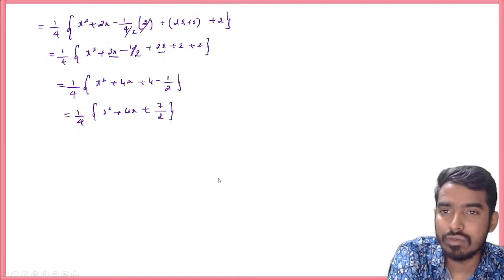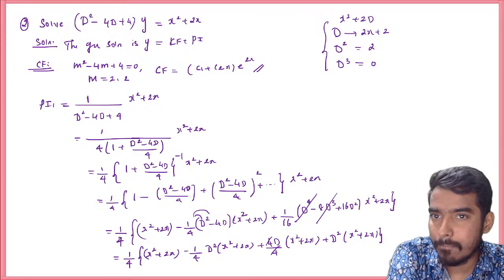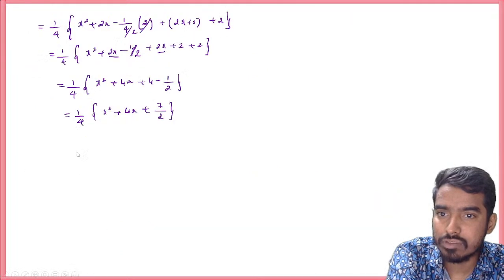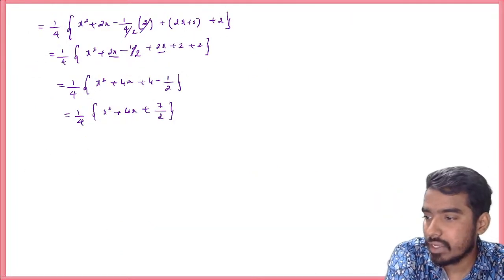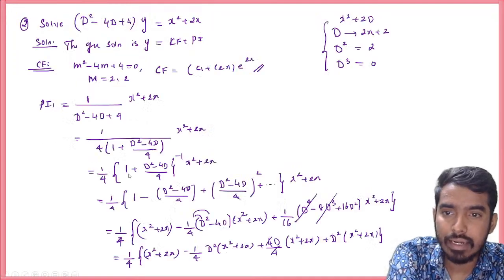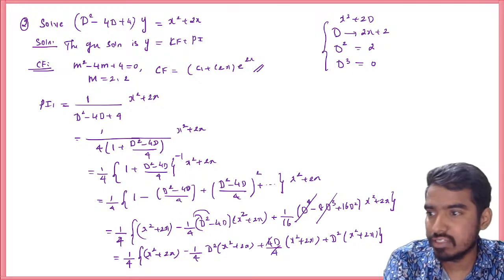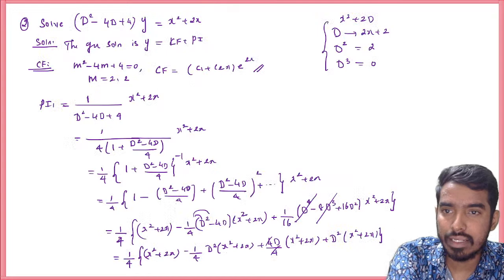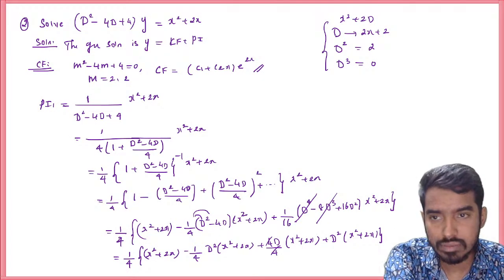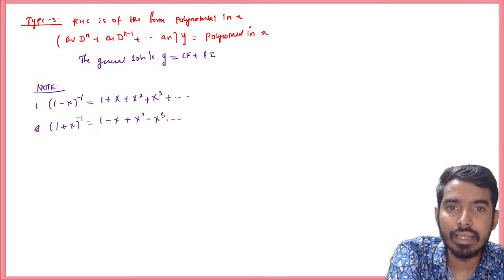Is it clear, right? So we are doing correct only, right? Solve D square minus 4D plus 4 of x square plus 2x. So 1 by 2 x square plus 4x plus 7 by 2 is your required particular integral, right? Yes. So as of now in this class, what we have seen is we have solved two problems on type 3, which is polynomial in x, right?